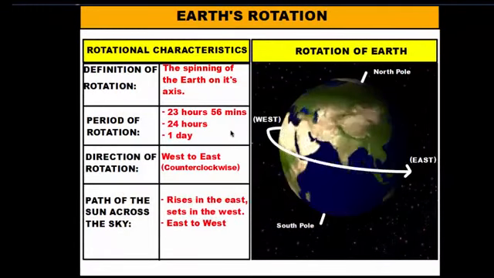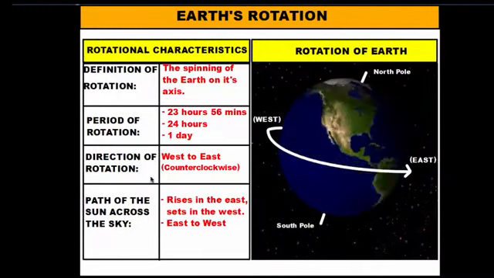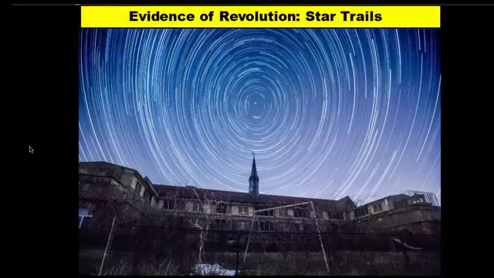Now let's talk about the evidence to help prove rotation of the Earth. Now there's two pieces of evidence that we're going to discuss. First piece of evidence are star trails. Star trails are these circular trails that the stars leave when exposed or overexposed to a camera.